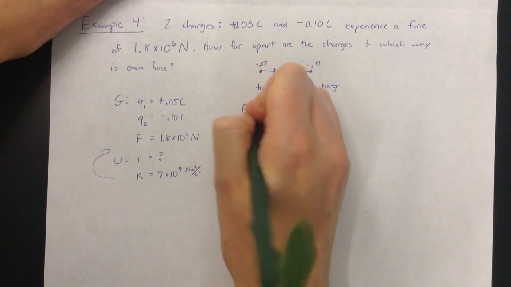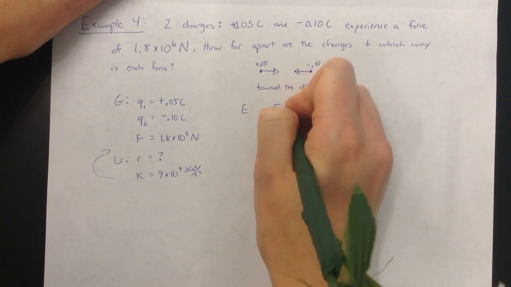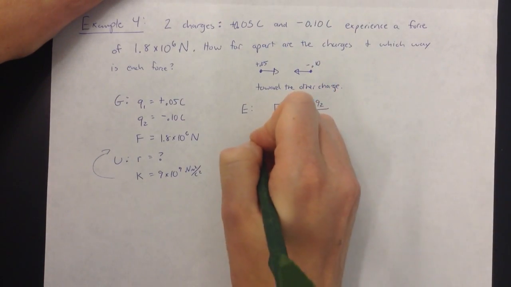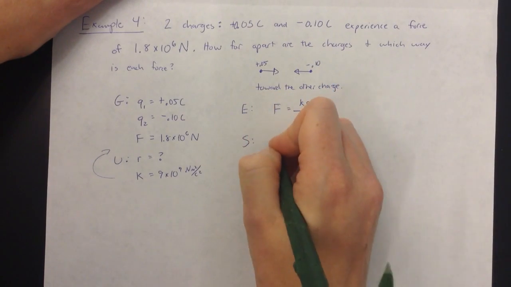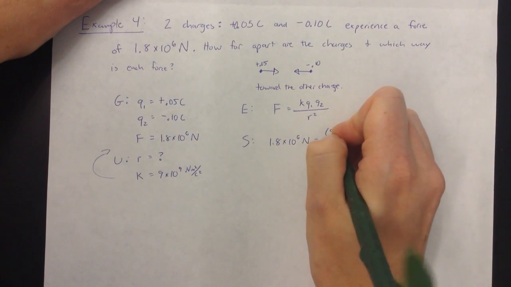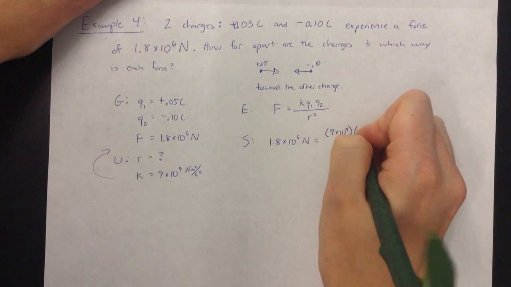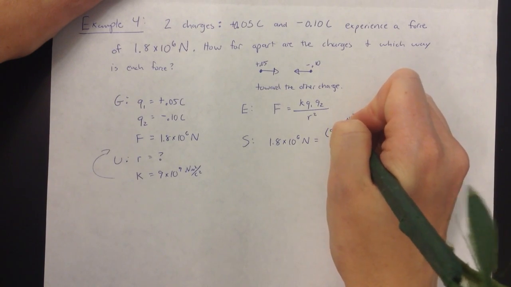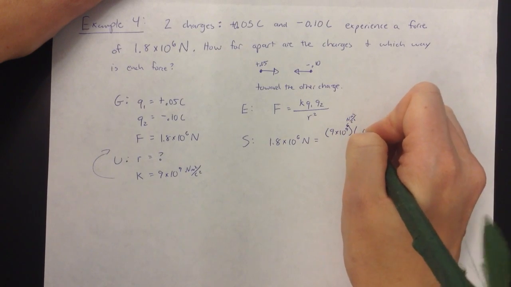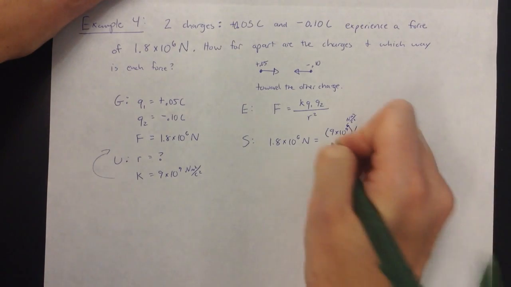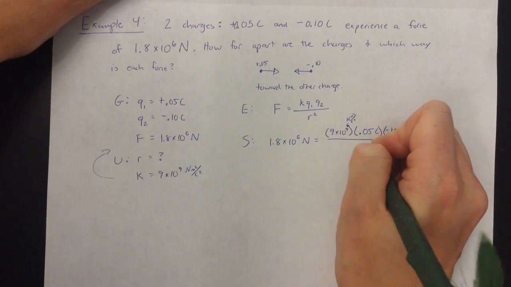So our formula is that the force equals k Q1 Q2 over r squared. Now we're ready to stick our numbers in. 1.8 times 10 to the 6 newtons is going to be 9 times 10 to the 9th, I forgot newton meter squared per coulomb squared on the unit there, times plus 0.05 coulombs times minus 0.10 coulombs, and we're going to be dividing that by the distance squared.